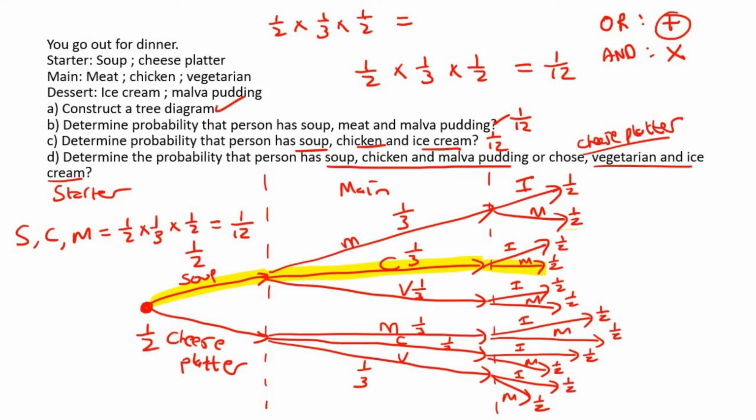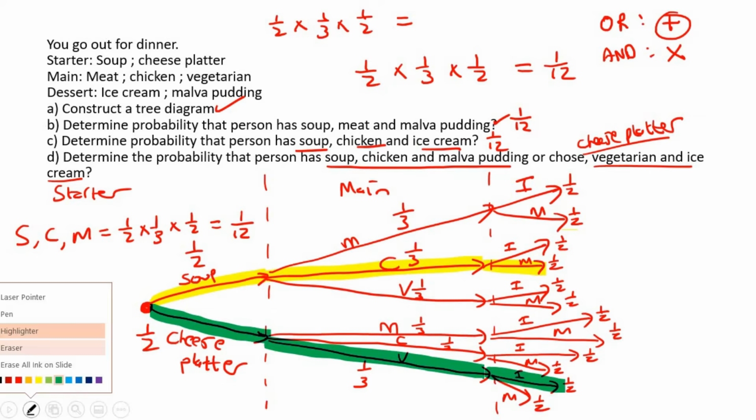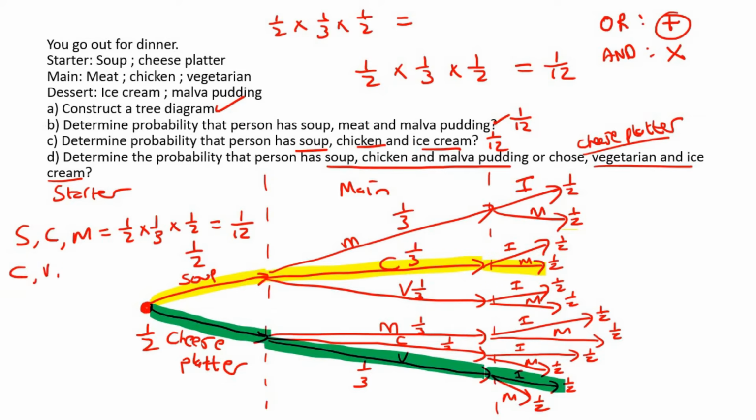Okay, now the next one was cheese, vegetarian, and ice cream. Saying it together just sounds terrible. Imagine eating cheese, vegetarian, and ice cream all at once. Okay, so cheese, vegetarian, and ice cream.